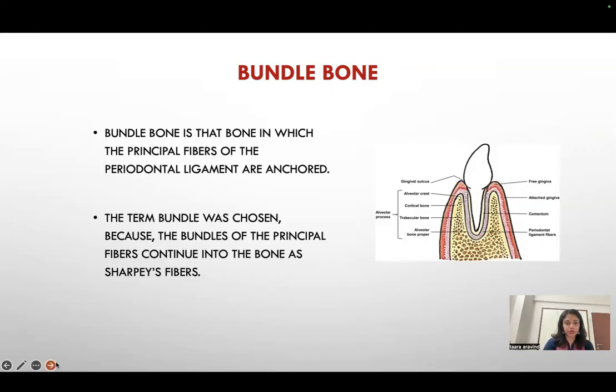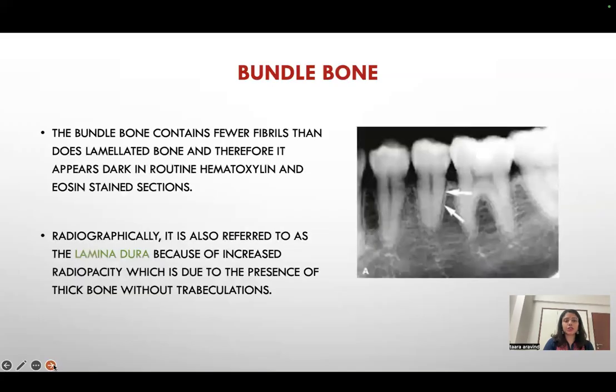and the spongy bone in between the cortical plates. They form the supporting structure. So the bundle bone contains fewer fibrils and lamellated bone, and radiographically, this bundle bone can be seen as a radio-opaque line around the root of the tooth.